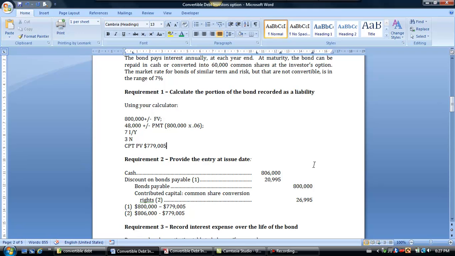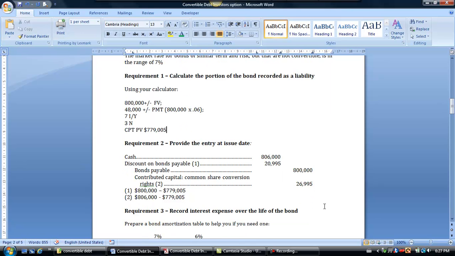So therefore, when the entry is made, Nero is going to make an entry on its books to accept the cash of 806 to record a bond liability at 800,000, but this again is the present value of the bond, right? So we know that the discount, if we wanted to calculate the discount at the time that we issued the bond, it would be 800,000 less 779,005, and that would give us the amount of our actual discount, which is 20,995. So again, that number in here, that's the amount of your discount.